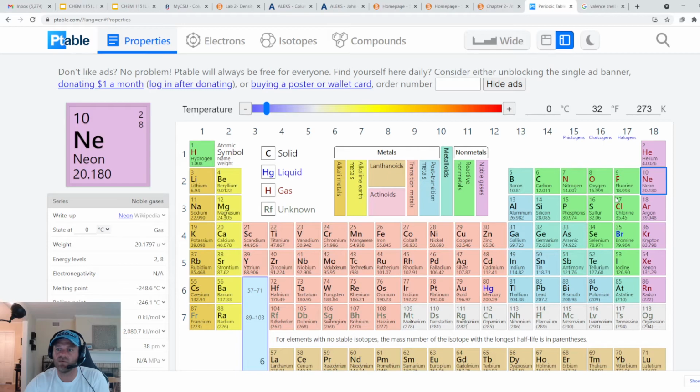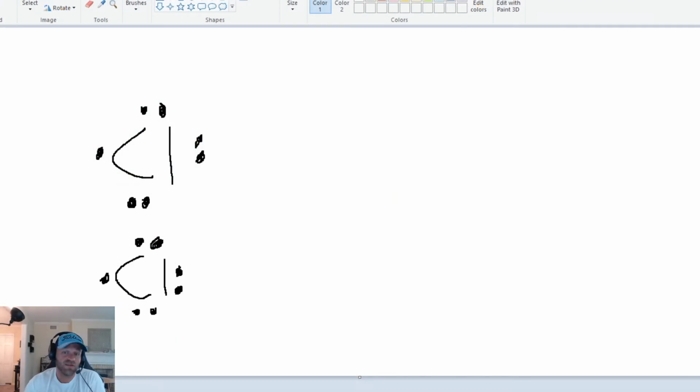And pull up the periodic table, chlorine right here, group 7. So it should have 7 valence electrons. That means that these chlorines are neutral. They don't have a charge as of yet.